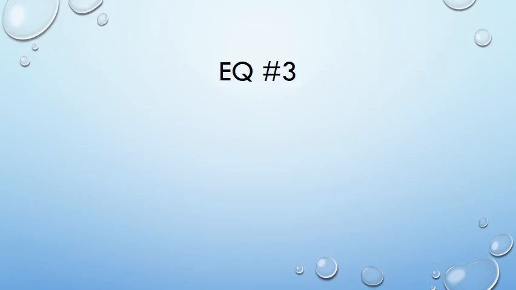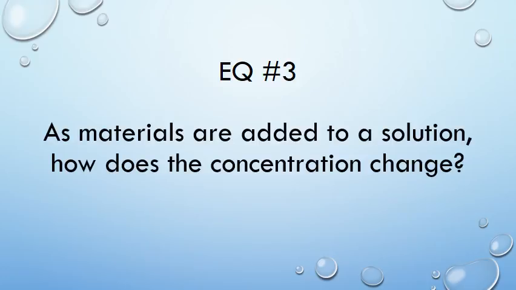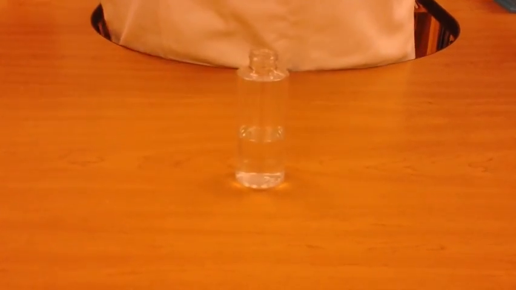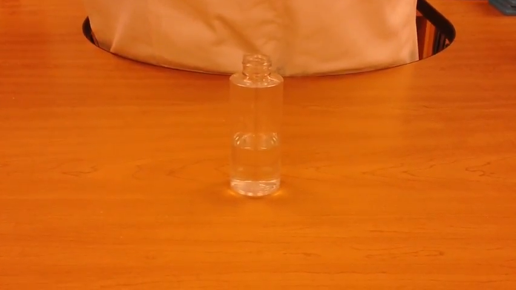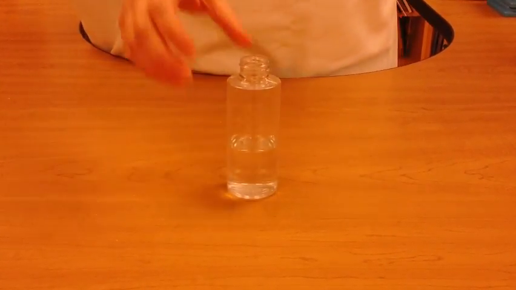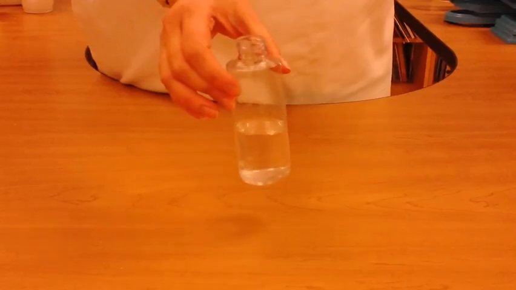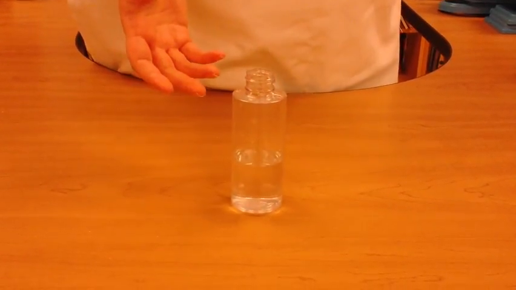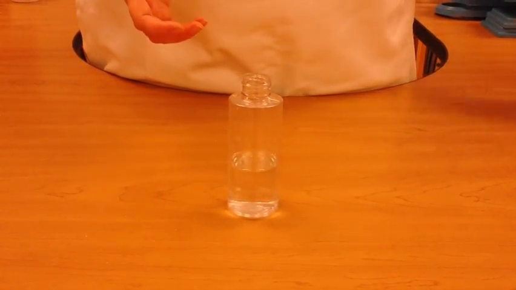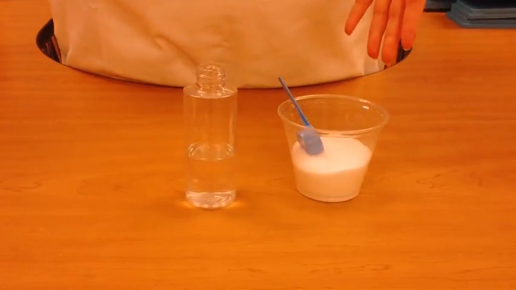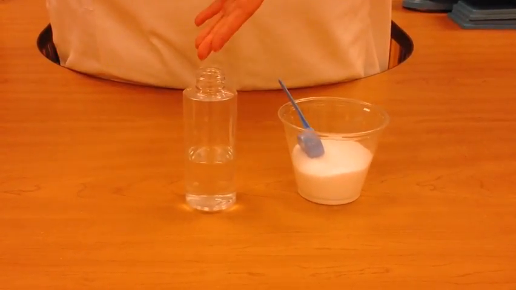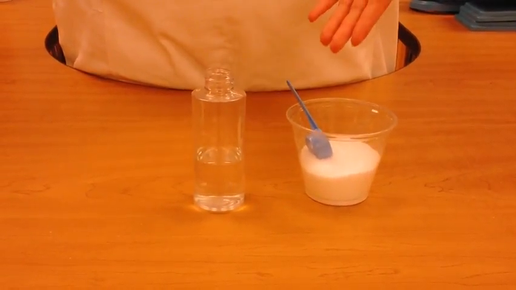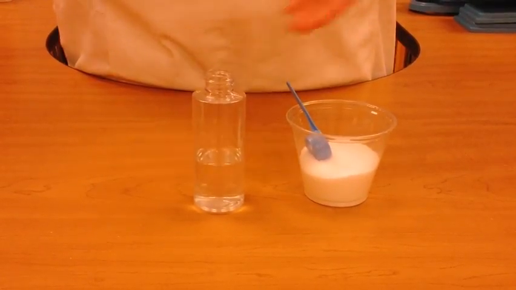The third essential question is, as materials are added to a solution, how does the concentration change? In order to answer the question, first we need to make a solution. Here we have plain water. Now we need something that will dissolve in the water to make the solution. I'm going to use salt because salt is soluble in water. Soluble means that it is able to dissolve.